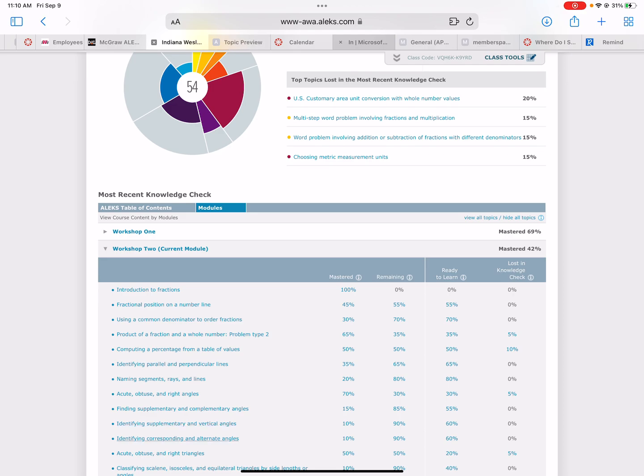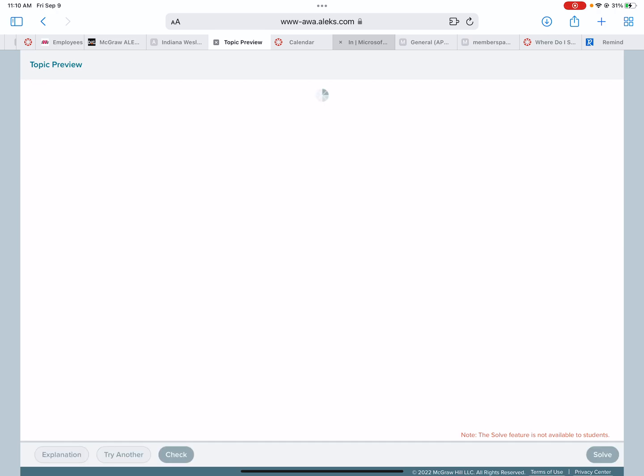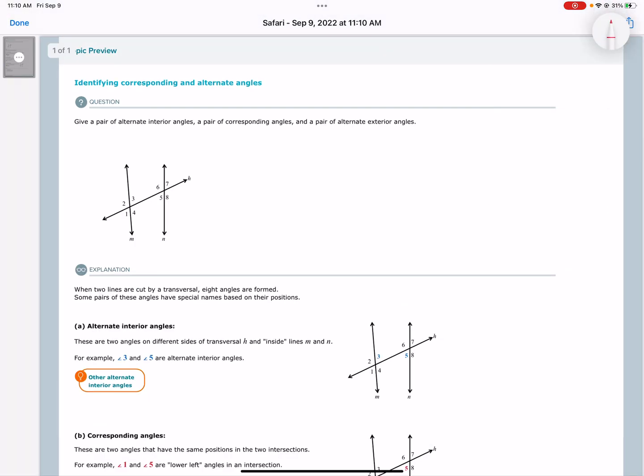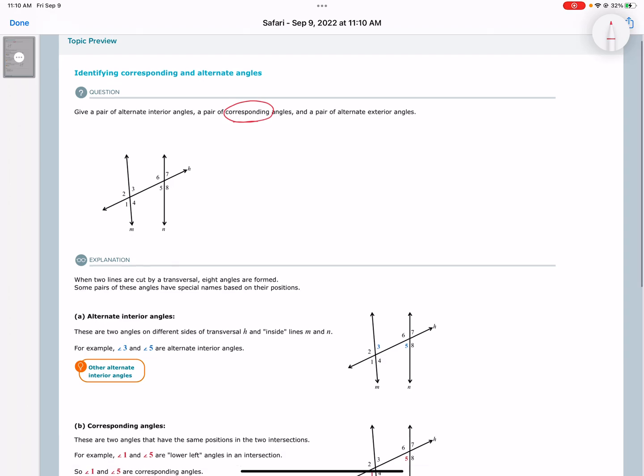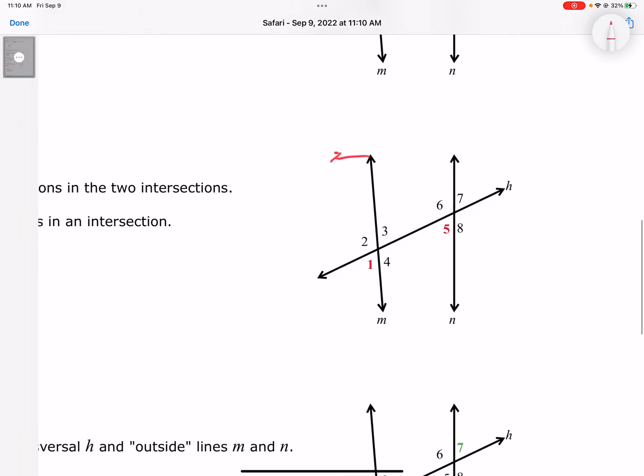This is now corresponding and alternate angles. Let me just define what those mean to you. Corresponding angles are angles that are on the same side of the pair of lines and on the same side of the transversal. Remember, this is a transversal.